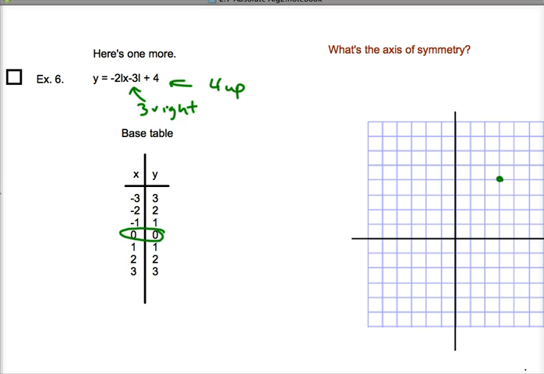My vertex is at 3, 4. The slope is -2. The slope of -2 tells me to go down 2, 1 right, down 2, 1 left. Let's do another one for good measure on each side. There's my graph of that function.